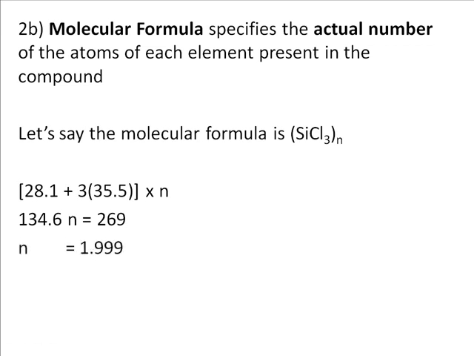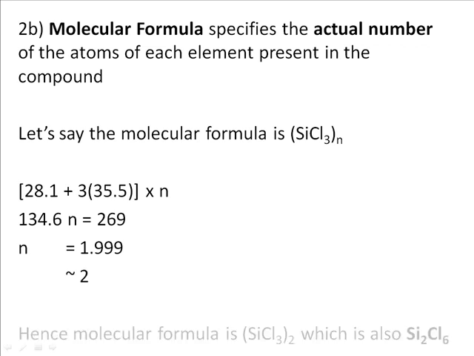This will allow us to find the value of n, which is 1.999. Now 1.999 isn't a very neat answer, is it? n should be an integer. So n is actually approximately equal to 2. This will give us the molecular formula of (SiCl3)2, which is also Si2Cl6.